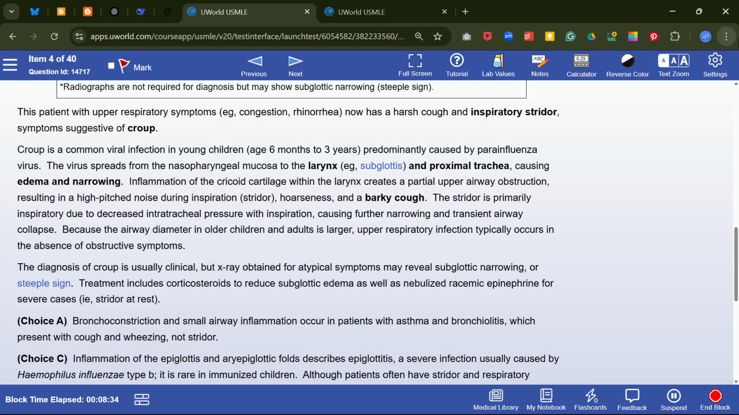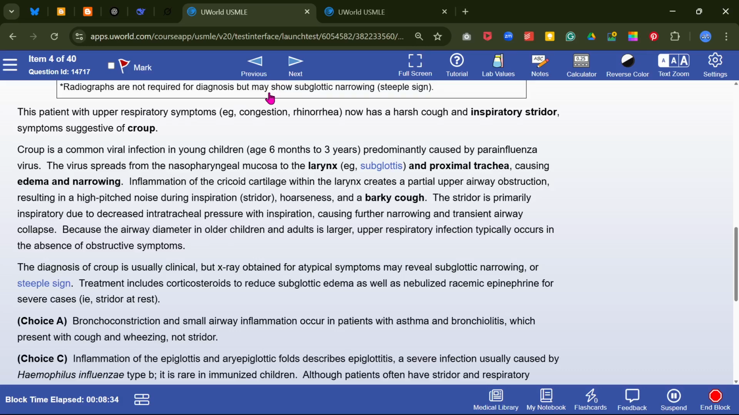Because the airway diameter in older children and adults is larger, upper respiratory infection typically occurs in the absence of obstructive symptoms. The diagnosis of croup is usually clinical, but X-ray obtained for atypical symptoms may reveal subglottic narrowing and stipples, and treatment includes corticosteroid to reduce subglottic edema as well as nebulized racemic epinephrine for severe cases.